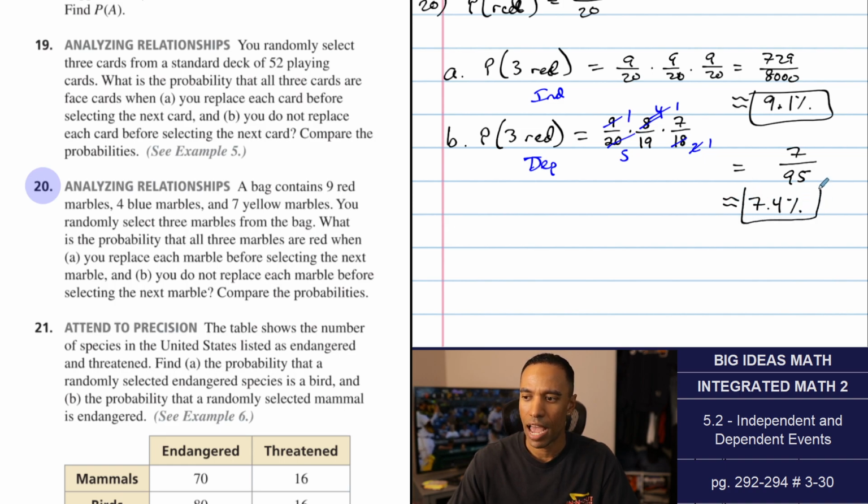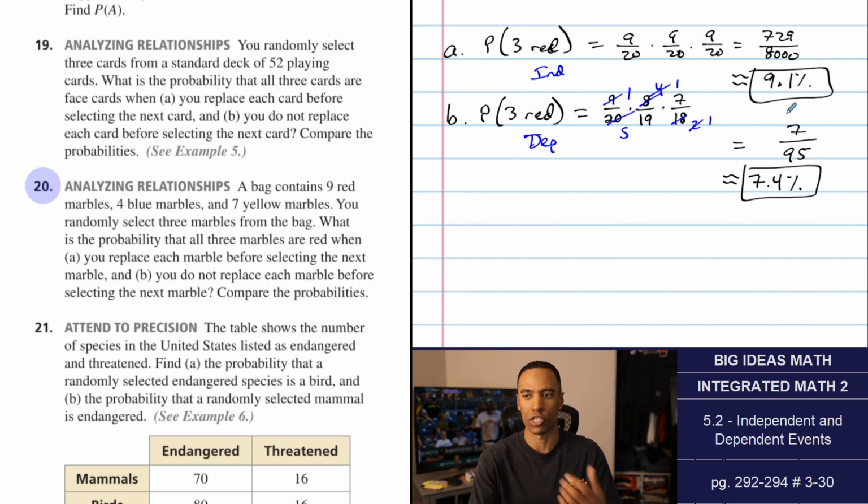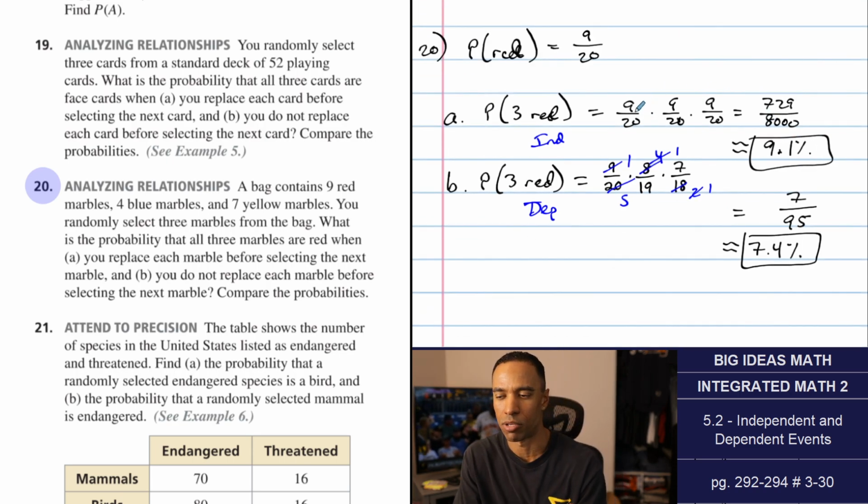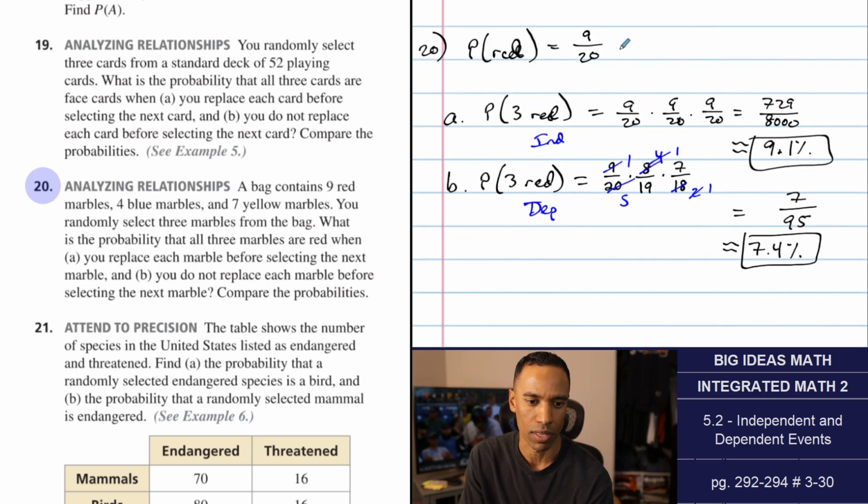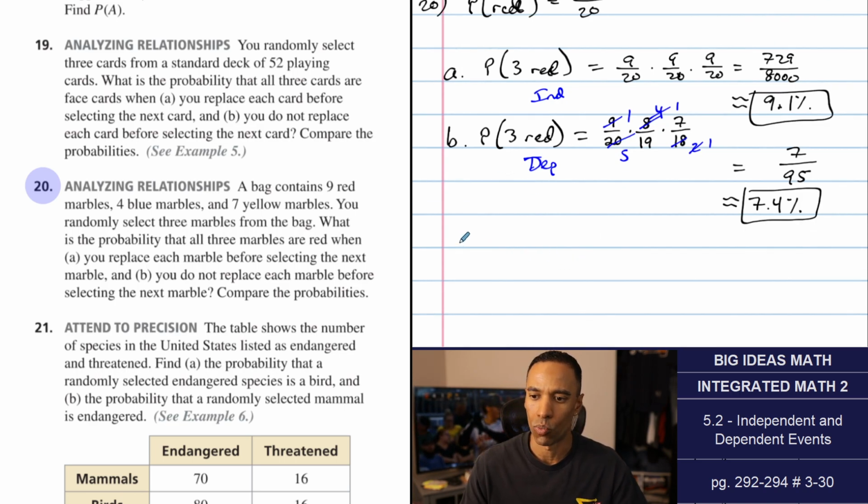7.4% probability there. And I'm trusting the answer. It is lesser than that, and it should be because the number of red had diminished over that time, and they are going to compare them. Compare the probabilities. We're going to do one divided by the other.